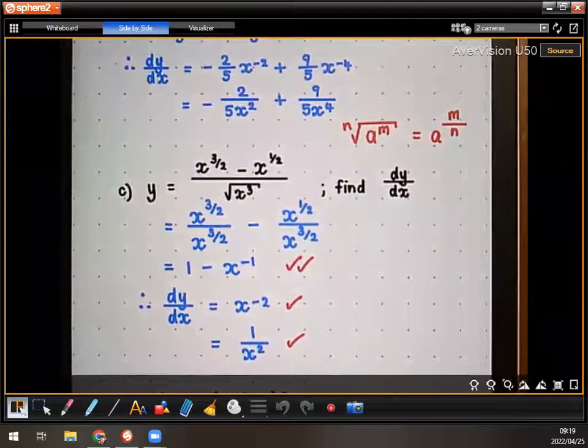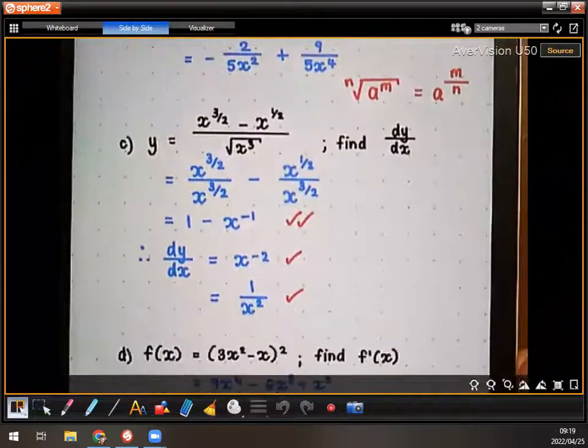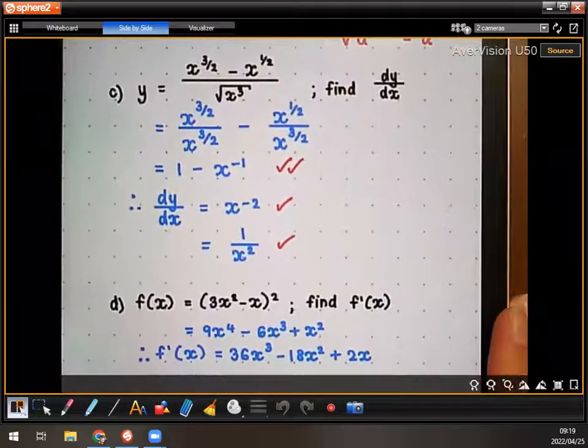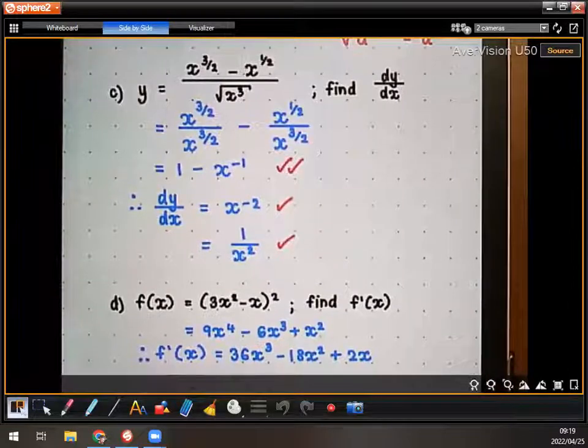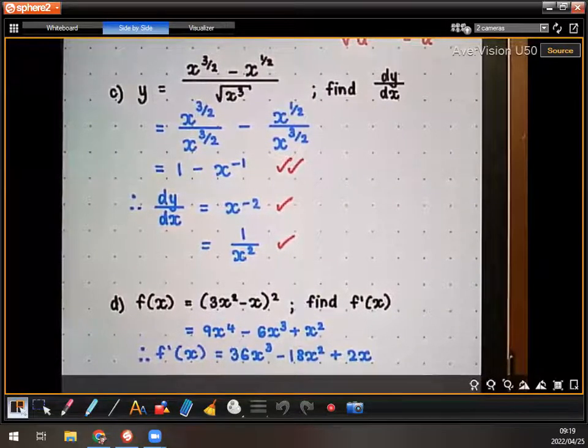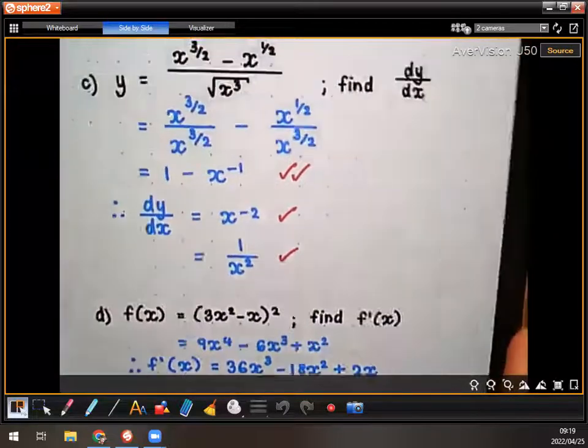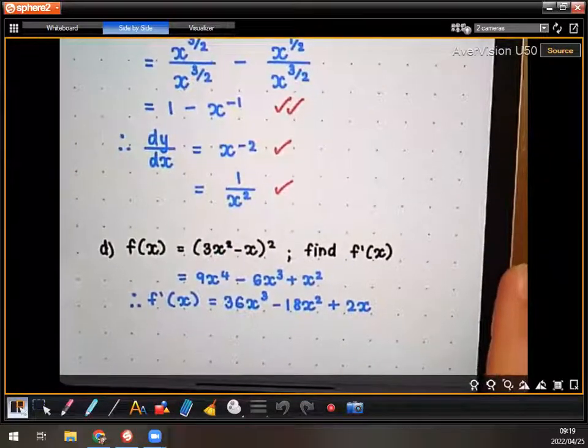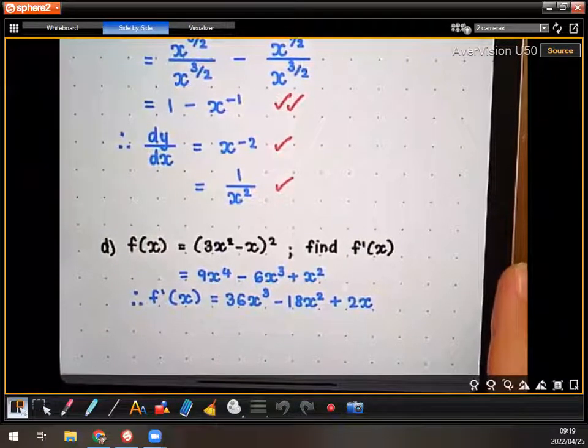Final answer? Any questions? All right, D is there at the bottom. D also wasn't bad. You just have to multiply those brackets out. So it's fine if you wrote them as 2 separate brackets and FOILed out. But that is what you would get: 9x to the 4 minus 6x cubed plus x squared. And then you just find the derivative of those.